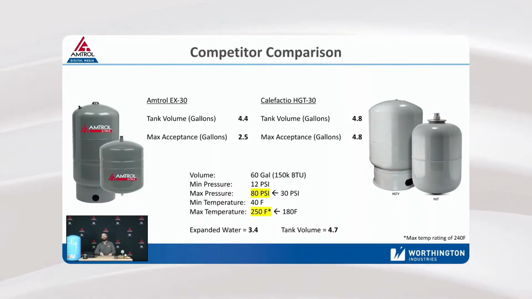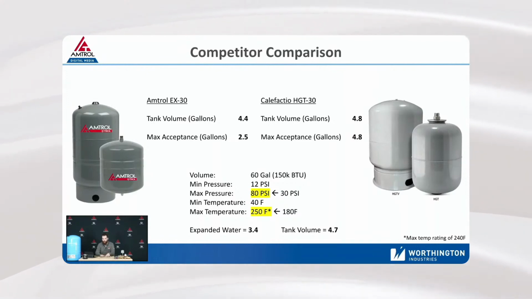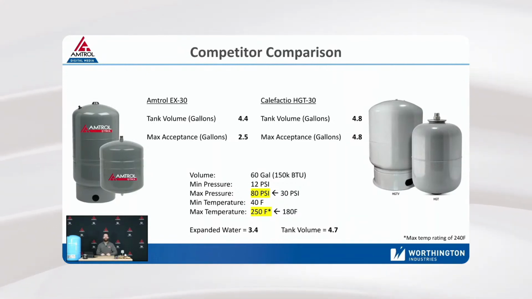So now I have 3.4 gallons and the tank is 4.7. So we had to size up our actual anyway. Okay, just use an EX60 or an EX90. Problem solved. But that is, I guess, one scenario where conceivably you would have to choose the HTC30 over the EX30. Now I really would challenge you to find a system that has that.